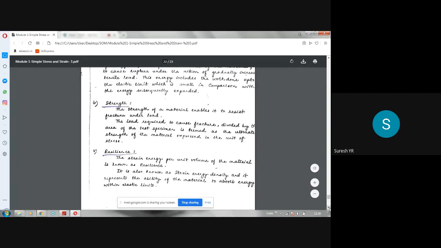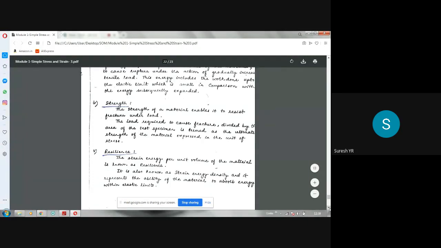Next is strength. The strength of a material enables it to resist fracture under load. That's all. Strength can be anything. It can be tensile strength, compressive strength, shear strength, or torsional strength. So strength can be of any type. The general term strength includes all of these, so that it can resist fracture under load. So whenever load is applied, it can take up the load up to a certain stage. That capacity is known as the strength.